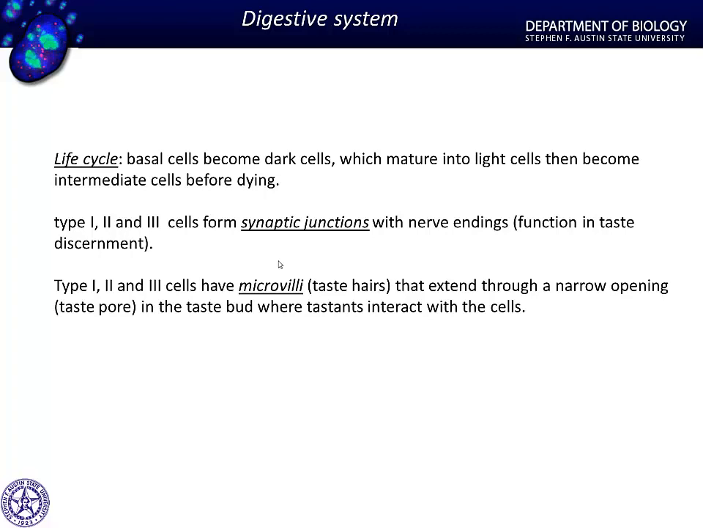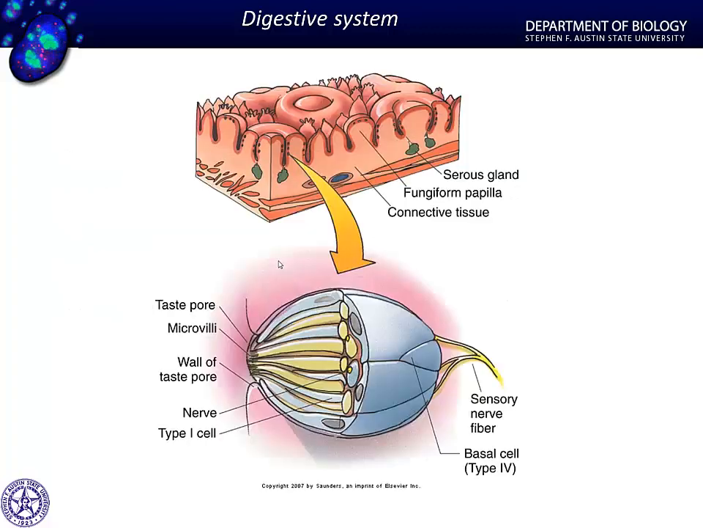Now, the detection happens because these 3 cells will send microvilli. Now, they call them taste hairs, and often we think of cilia and hair as being similar, but really none of them are the same. But these microvilli are going to extend through the parakeratinized epithelium through a little opening called a taste pore. And it's going to be these microvilli that have receptors for the chemicals, the tastants, to interact with those receptors so we can start the process of signaling that we have in fact tasted something.